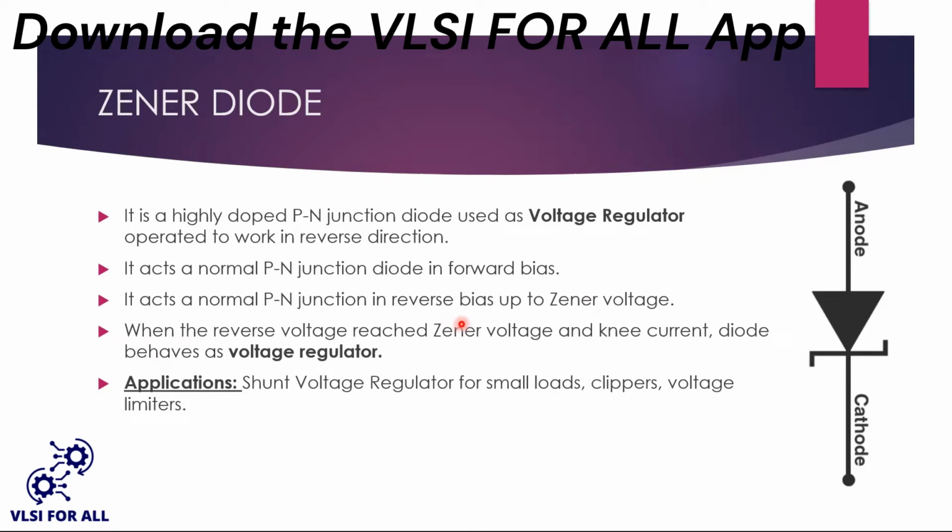After VZ, the Zener voltage, Zener breakdown will happen. Due to this, there are two parameters we should be using. One is VZ, the Zener voltage, and the other is the knee current. The minimum knee current should flow through that Zener diode. Only then will this diode work as a voltage regulator. What is that voltage regulator?